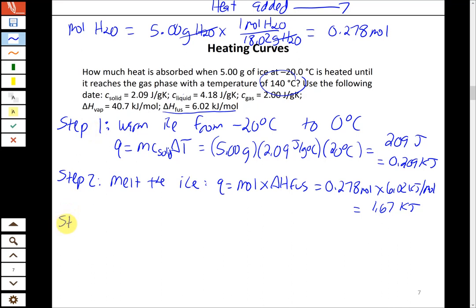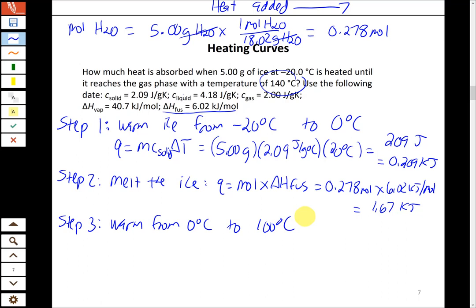All right, third step. Now that we've melted the ice, we're in the liquid phase. We're going to heat it up until we get to the next phase change. So we're going all the way to 140. The next phase change occurs at 100 degrees Celsius, so we are going to go to that phase change temperature first. And so what we're going to do there is warm the water from 0 degrees Celsius, where it's first formed during the melting process, up to where the next phase change occurs, which is 100 degrees Celsius.